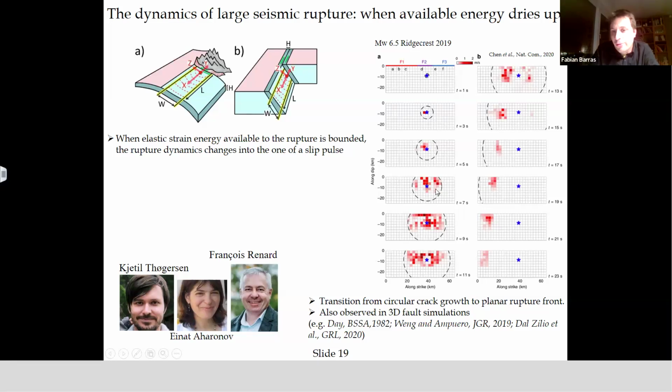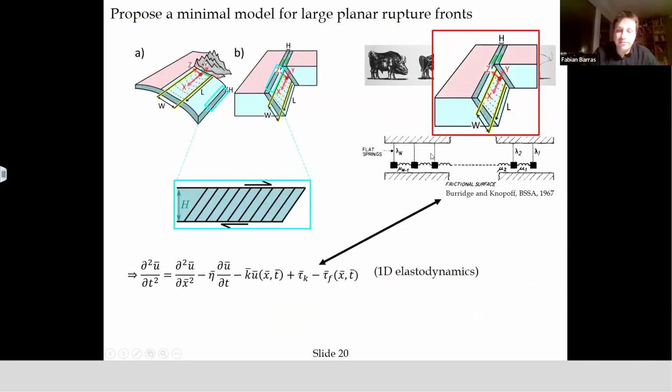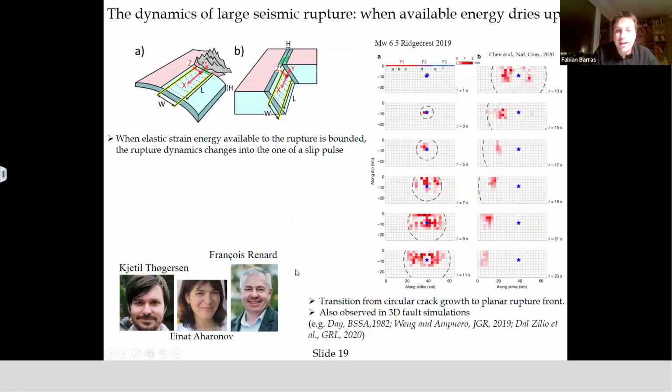So that's all what this presentation has been about so far. But at some point, when it becomes big, it starts to feel the effect of finite size boundary, and you start to transition more from a crack-like rupture to something that is more a pulse that will propagate. And that's an interesting transition that should also be noticed. It's also observed in seismic inversion, but also in 3D simulation of faults.